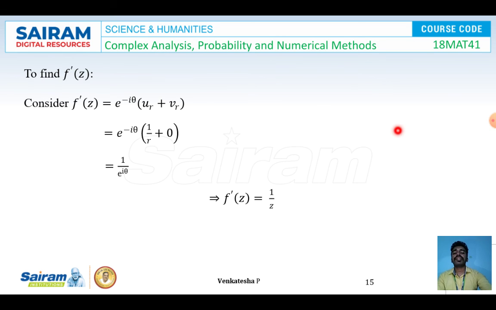So f dash of z is given by e power minus i theta into ur plus i vr. Since we already know the values of ur and vr, I can put ur is equal to 1 by r and vr is equal to 0. So I got the expression e power minus i theta into 1 by r. I'm taking e power minus i theta to the denominator. I got 1 by r e power i theta. So f dash of z is equal to 1 by z, because r into e power i theta is nothing but z.